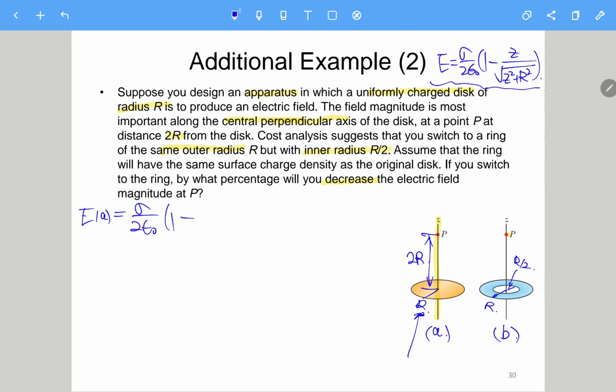So we can just substitute z equals 2R. So you have 2R, and then 2R square will be 4R square, plus R square, which will be 5R square. Which means that it will be sigma over 2 epsilon naught, multiplied by 1 minus 2 over square root of 5.